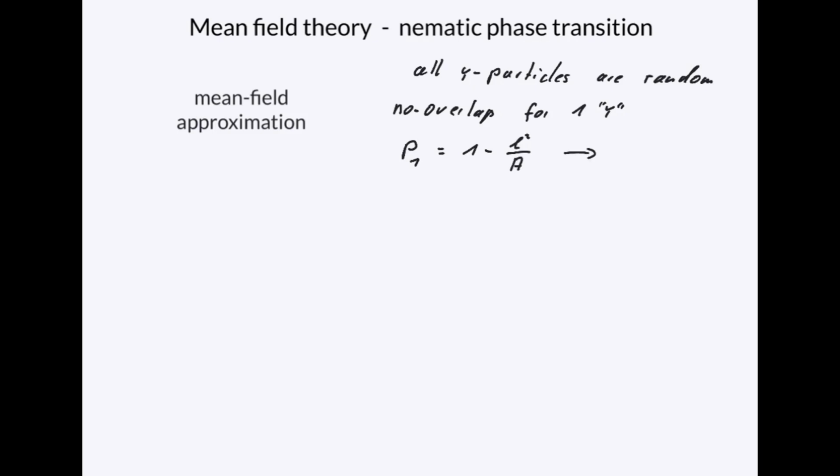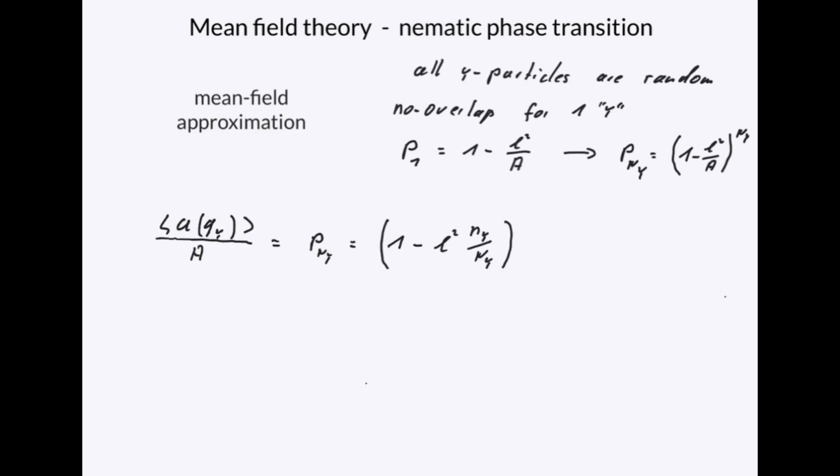As all y particles are randomly distributed, the probability for non-overlap of one x particle, given that there are ny y particles in this area, hence is (1 minus L squared divided by A) to the power ny. This is the mean field approximation in that particular system. Now, taking this approximation, we can express the ratio of the mean allowed area of any x particle with respect to the area A, given by P_ny, which for ny going to infinity is e to the minus L squared divided by small ny, where small ny is the density of y particles.